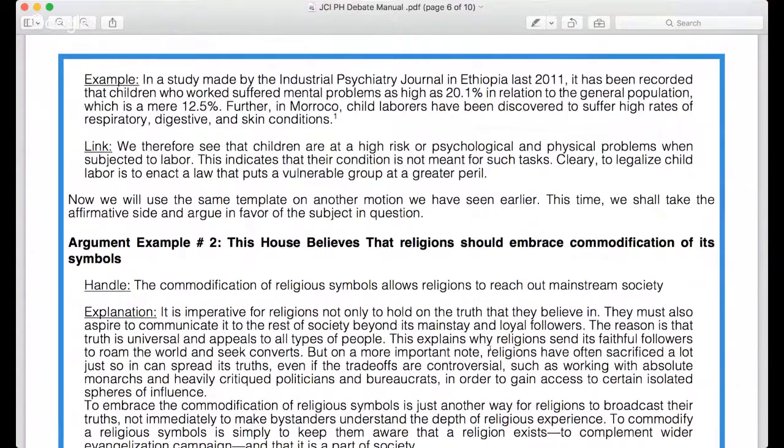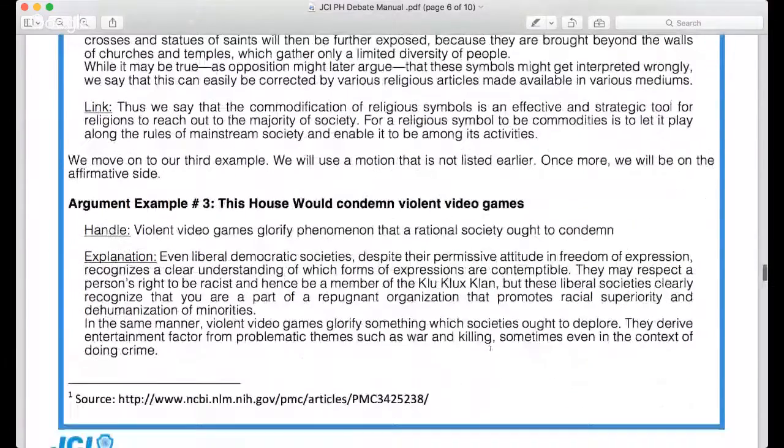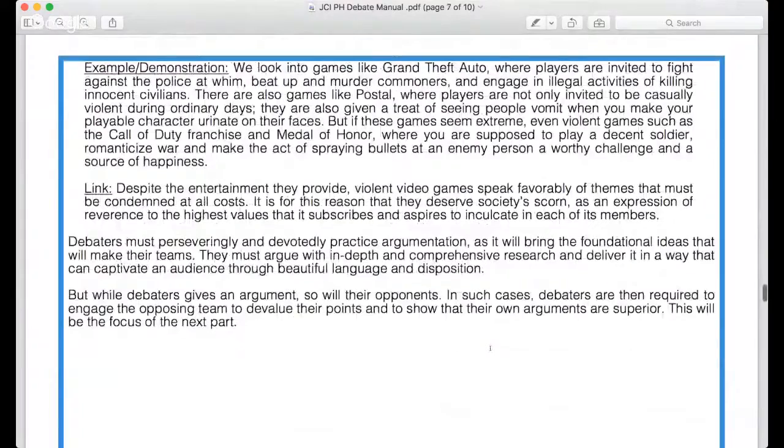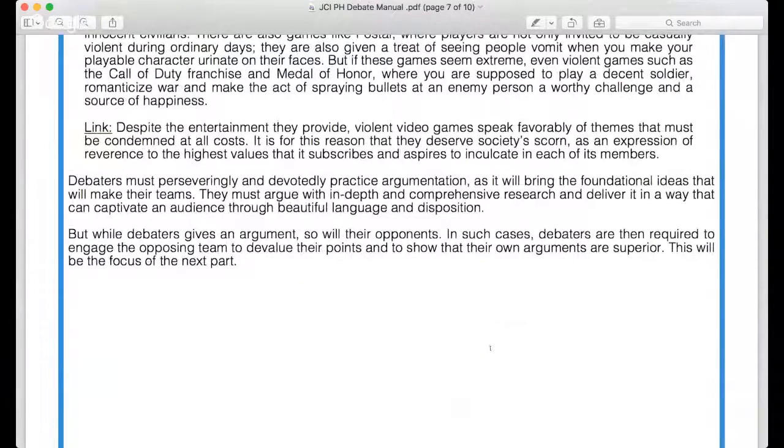It makes the argument more complete. It makes the argument more believable. It makes the argument more cogent. And in the end, you would be able to persuade the audience if the argument was argued comprehensively. So I think that's my, or there's a third example. This House would condemn violent games. I'll leave all the reading materials to you guys.